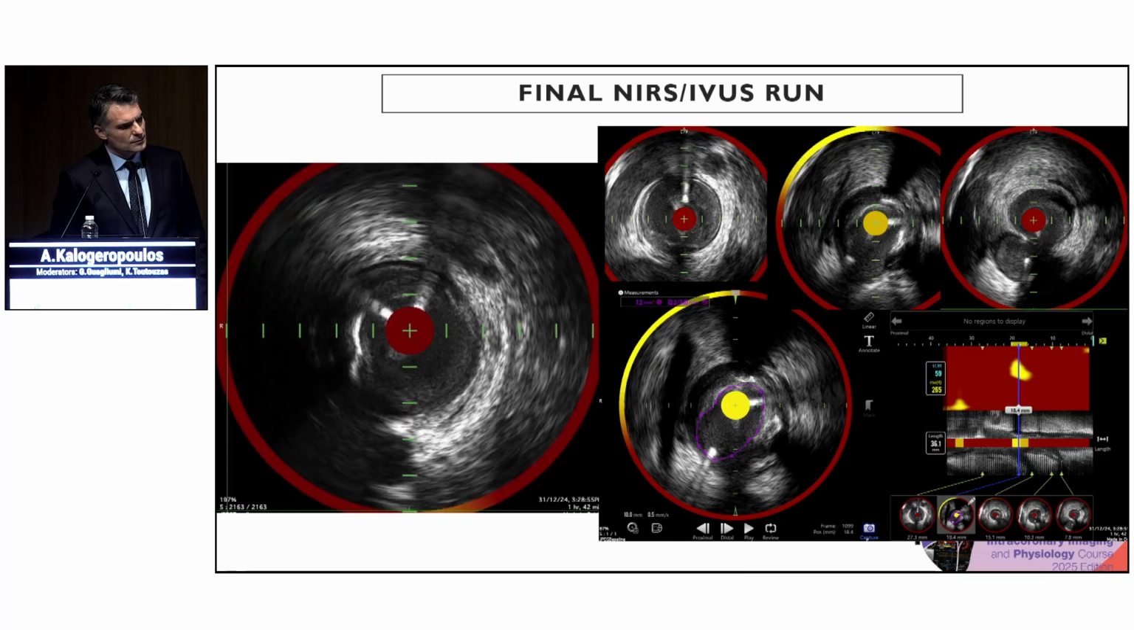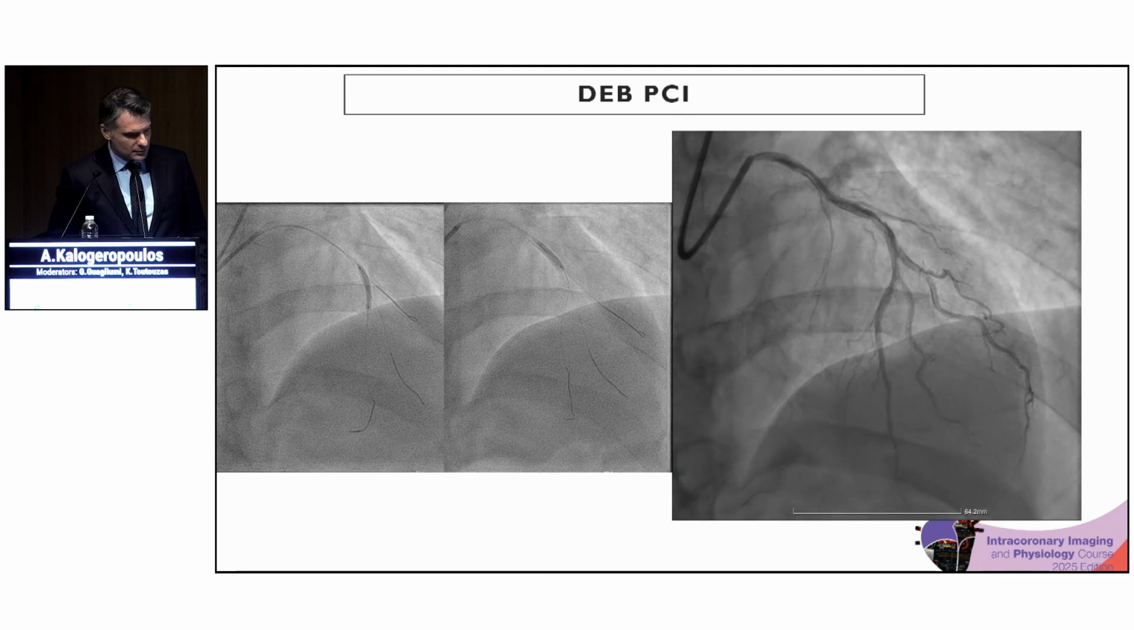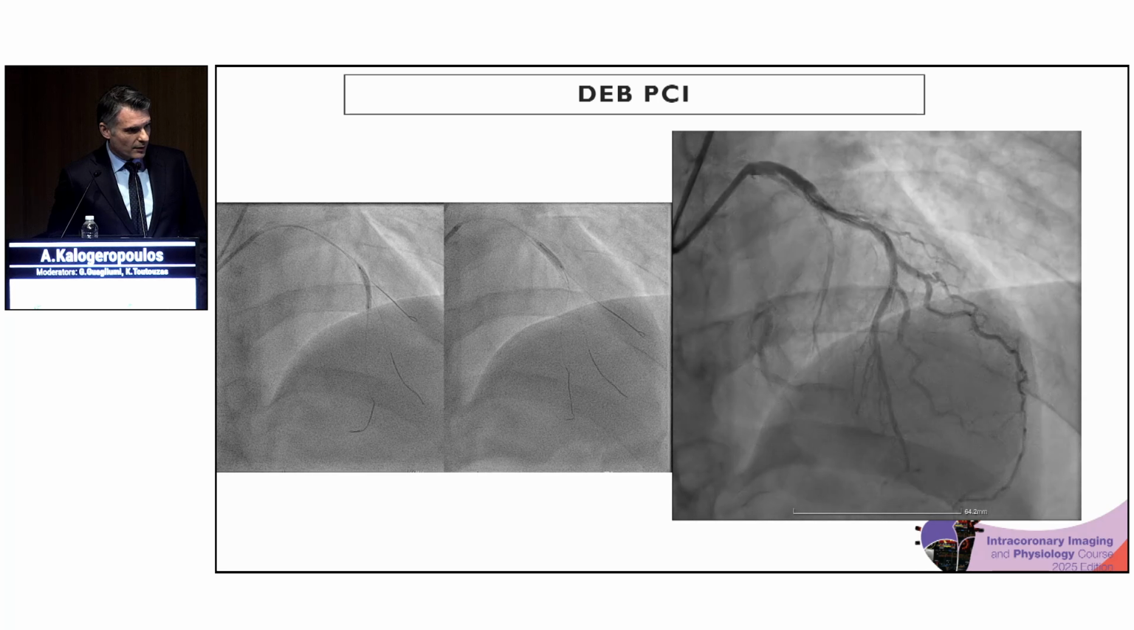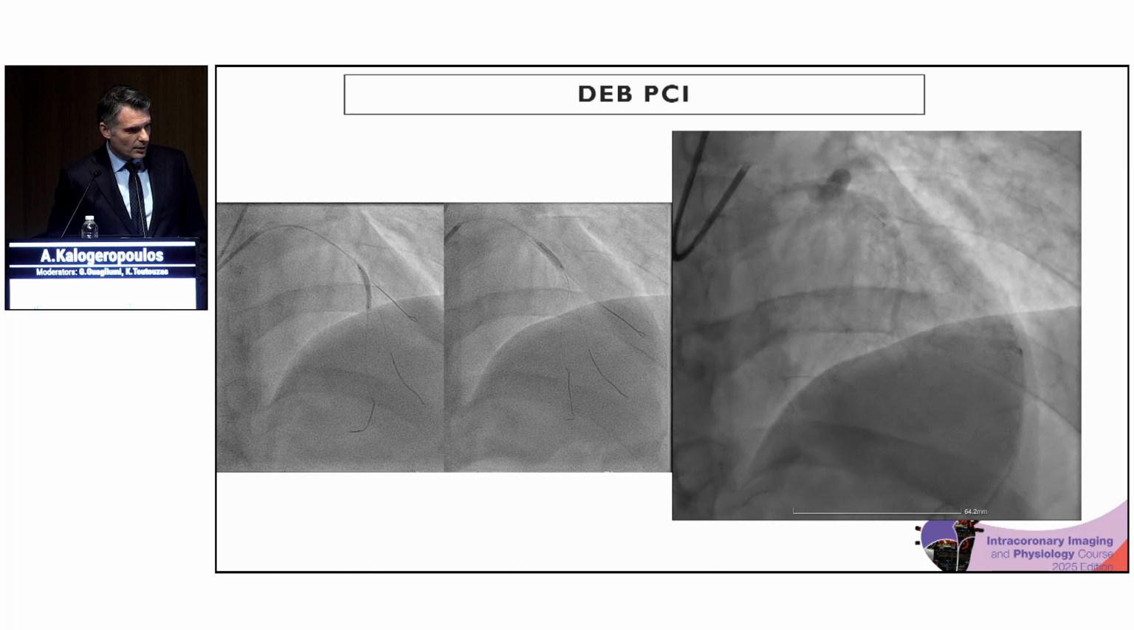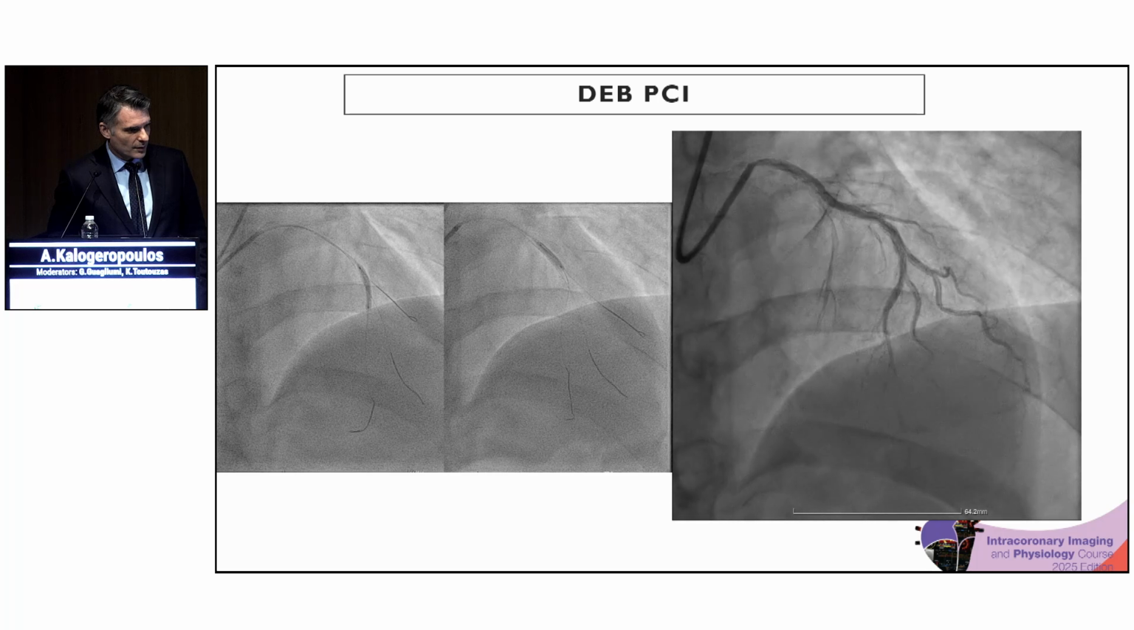Based on these images, we're quite happy to proceed with a drug-eluting balloon. We used a sirolimus drug-eluting balloon, a 3.0 and then 3.5. And here is the final angiographic result. I think it's quite good. We don't have any flow-limiting issues. But here you can see there is some staining.